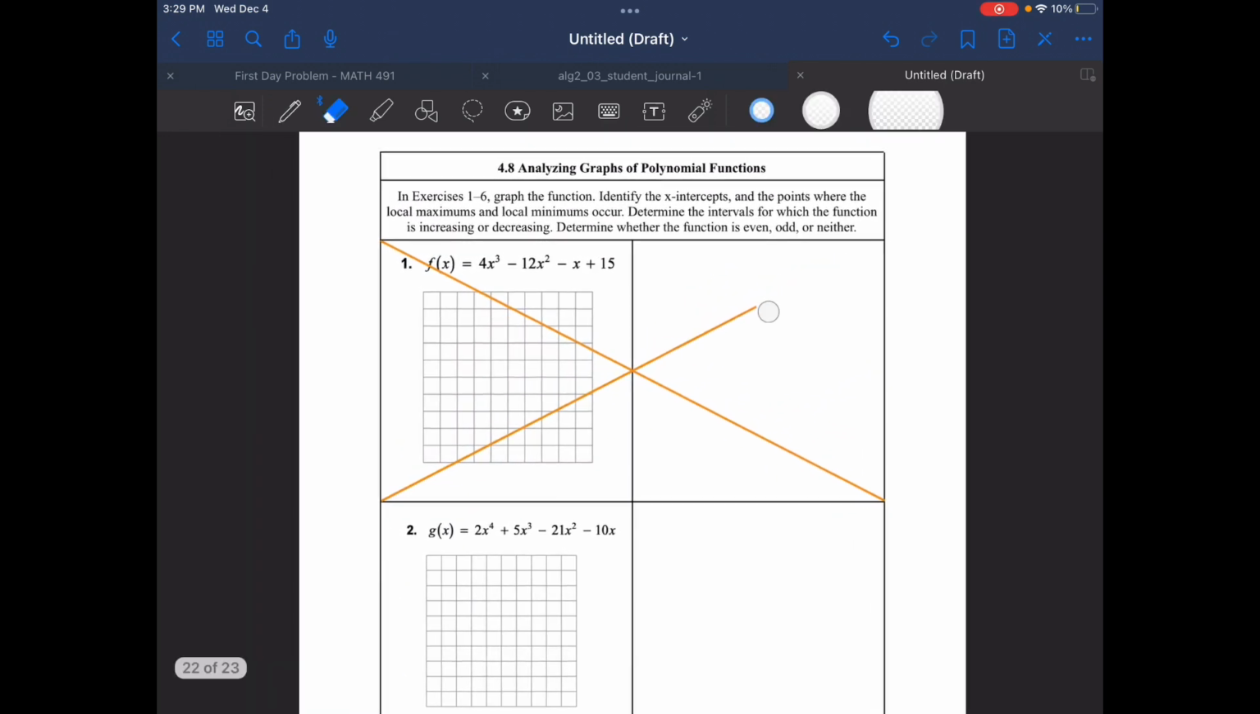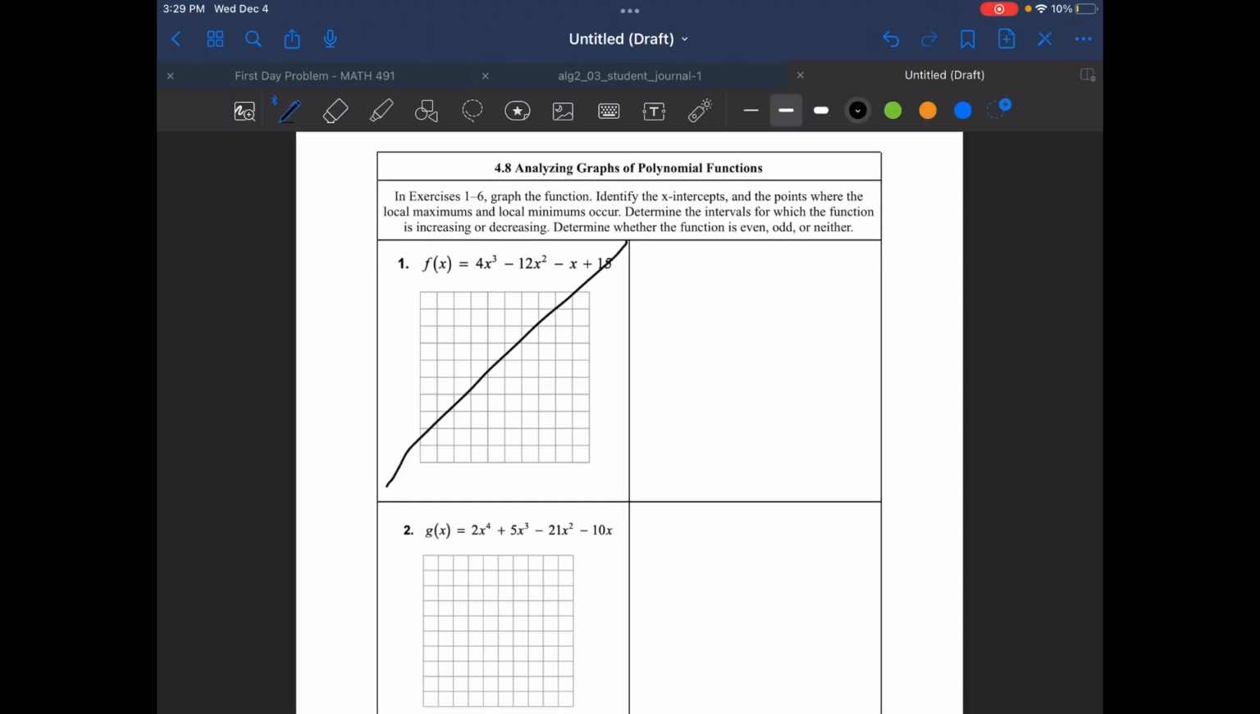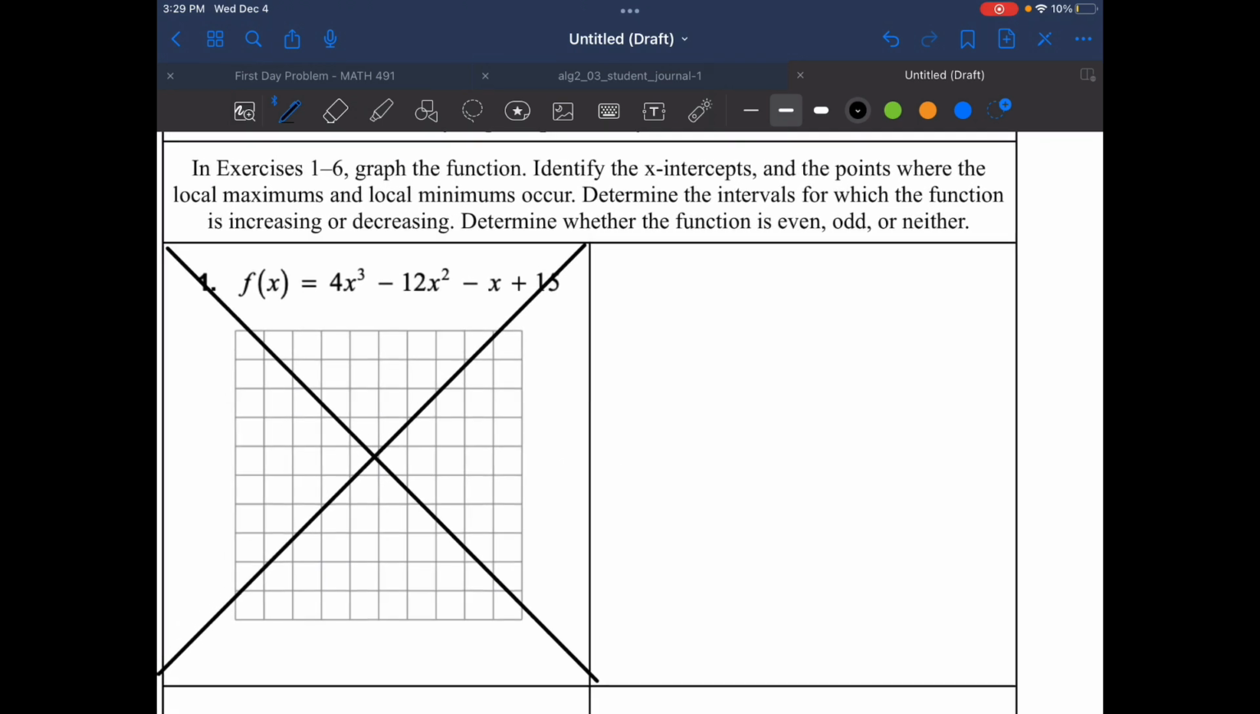Okay? All right, so for this one, we have a couple rules, and I'm going to go ahead and erase these lines so that I have more room to write in, but we're going to do number 2, because I believe we did number 1 in class. If not, number 2 is the only one that you have to do, okay? So for this one, we need to identify x-intercepts, and then we need the points of the local maximum and minimum. So local max/min, okay?